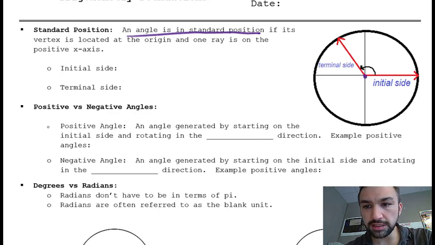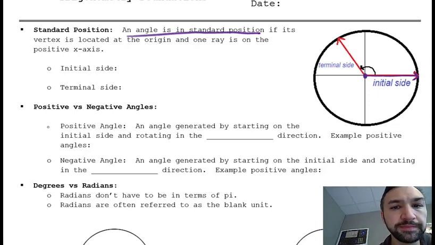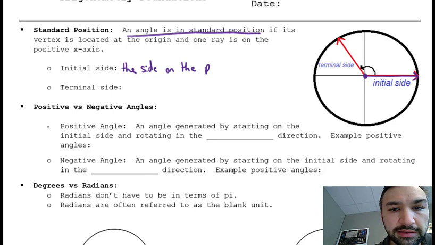So think of this like the x-axis and the y-axis. So the origin would be right there in the middle. And one ray is on the positive x-axis. So positive x is right there. So that side is what we're going to call the initial side. So the side on the positive x-axis.